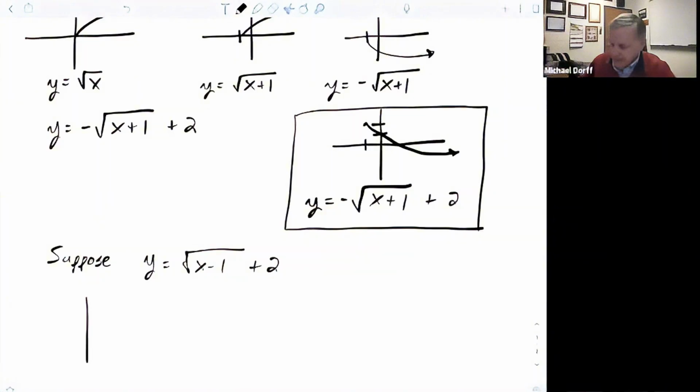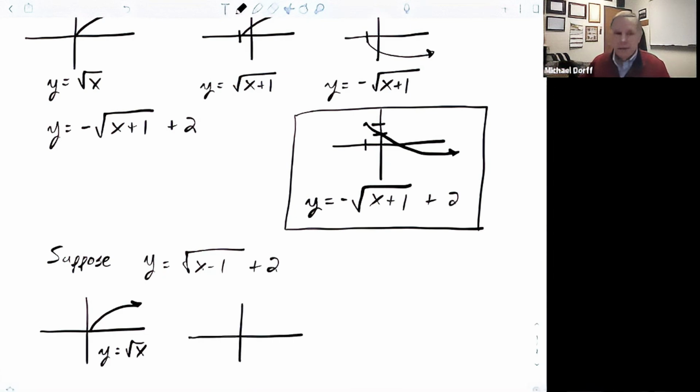How is that going to affect it? Again, I start with my original function, so y equals square root of x. I start at x and I move out. What's closest to the x is the minus 1. Now that I have a minus 1, it's next to the x, so I move it left to right. In this case, the minus 1 moves it to the right, and it's going to look like this.